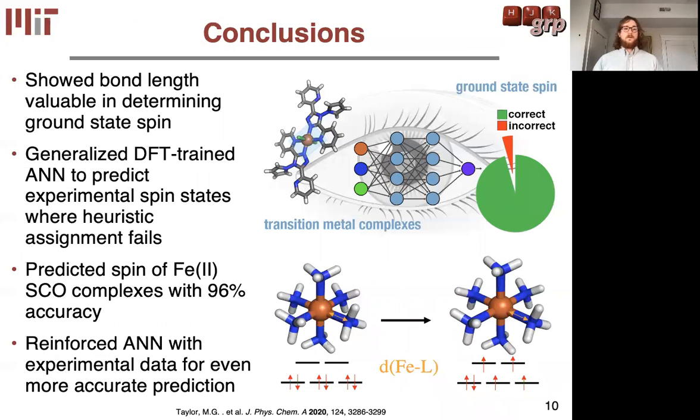So in conclusion, we showed that bond length can be valuable in determining ground state spin. We generalized the DFT trained ANN to predict experimental spin states where heuristic bond length even fails. We predicted spin of iron 2 SCO complexes with 96% accuracy, and we reinforced the ANN with even more experimental data for even more accurate predictions.